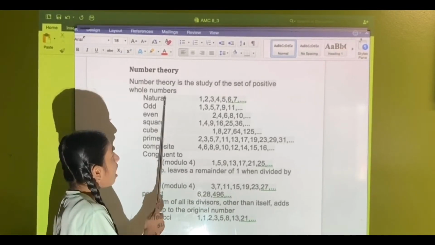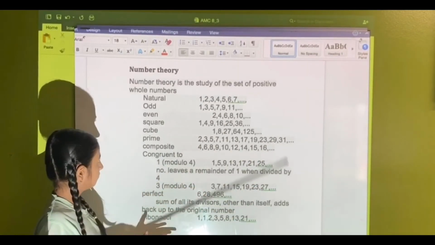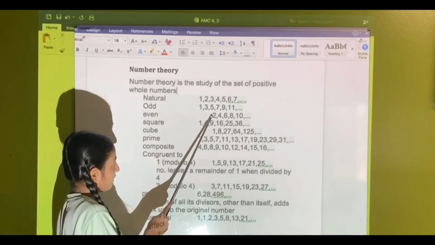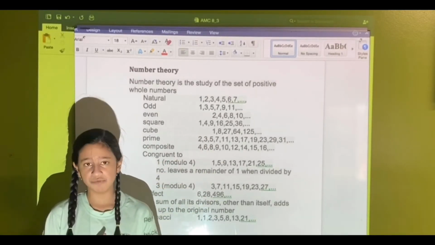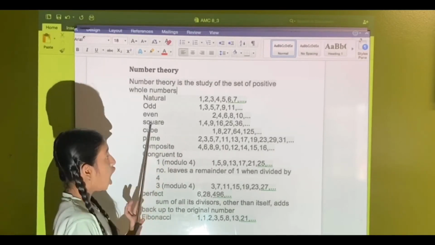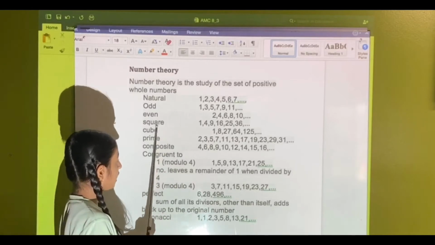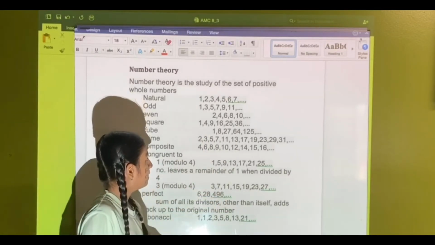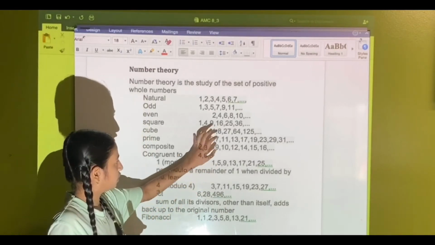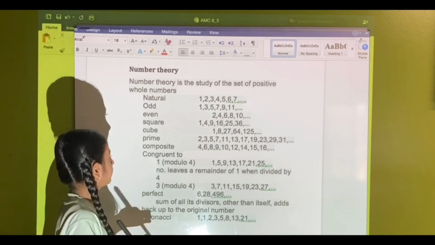Natural numbers are 1, 2, 3, 4, 5, 6, 7, and on. Odd numbers are 1, 3, 5, 7, 9, 11, and on, basically numbers that are not divisible by 2. Evens are the opposite of odds: 2, 4, 6, 8, 10, divisible by 2. Squares are numbers like 1, 4, 9, 16, 25, 36. Basically, 2 squared is 4, 3 squared is 9, 4 squared is 16. Like that, these numbers are squares.